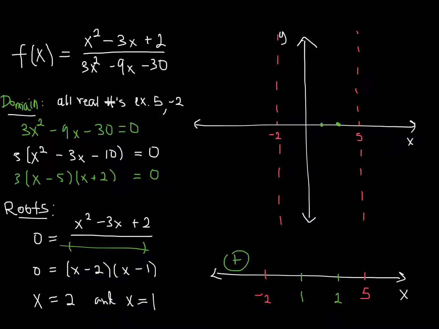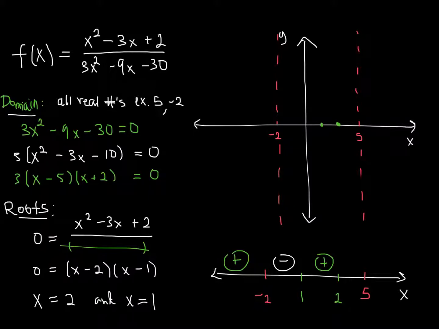So in between negative 2 and positive 1, on this interval, we can either be positive or negative. And if you plug in some value, maybe 0, for example, 0 is easy because then we just end up with 2 over negative 30, which is a negative value. So it'll be negative. And between 1 and 2, so maybe you plug in 1.5 and toss that into your calculator, and you'll find that you get a positive value.